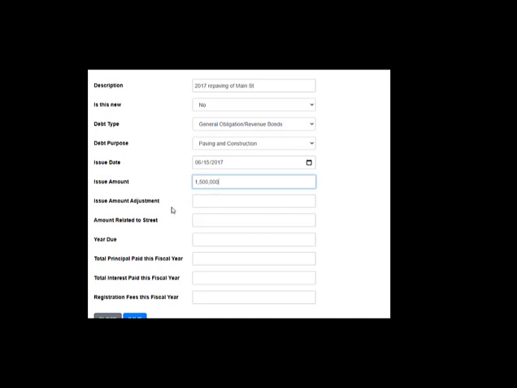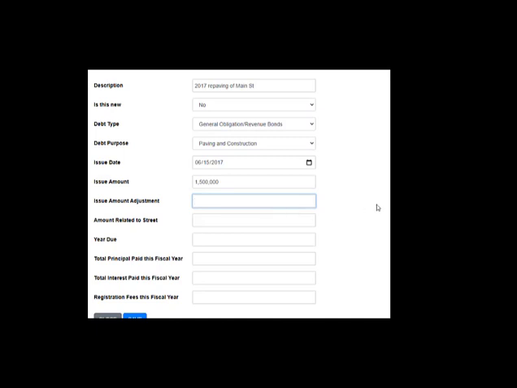The next line is the issue amount adjustment. Now, these existing bonds probably have been receiving principal payments every year. So depending on how old the bond is that you're putting back in this report form, you may have a significant adjustment to do. So the amount of principal that you have already paid off on this bond is the adjustment that you need to make.